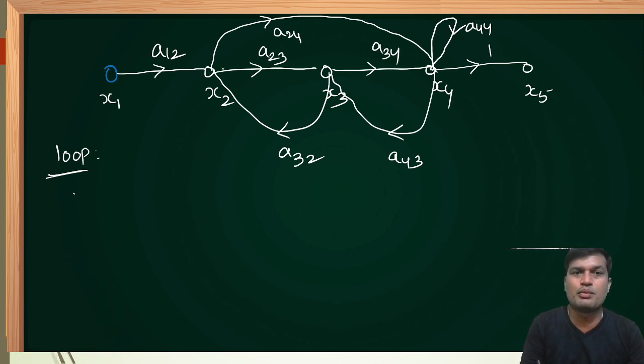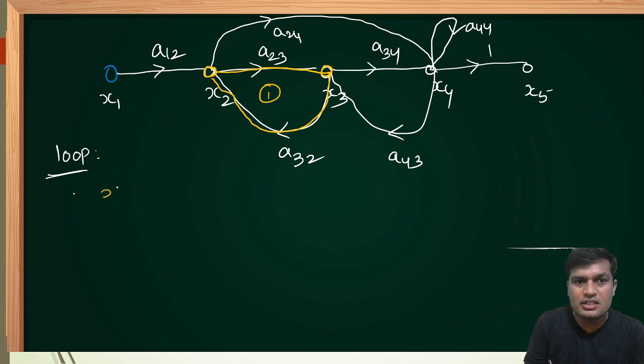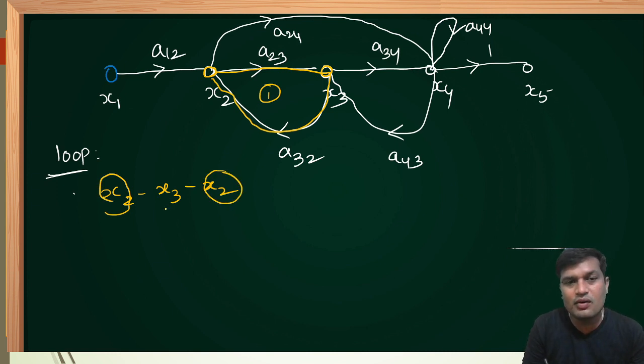Let me explain how many loops are present. A path which starts at x2, moves to x3, then once again ends at x2, is called a loop. Now what is the starting node? x2, then x3, then x2. The starting node is x2, and the ending node is also x2. Internally, what nodes are present? x3. Is this x3 repeated more than once? No. Therefore this is a valid loop.